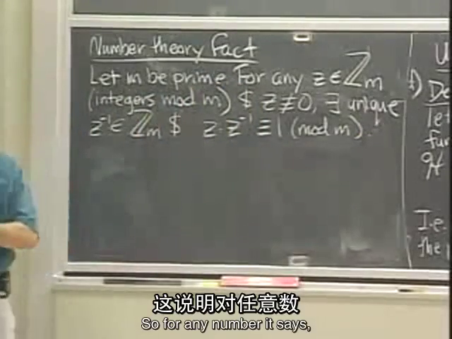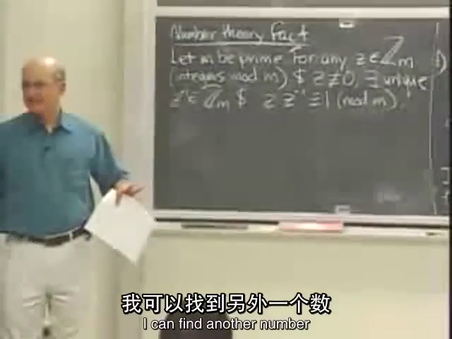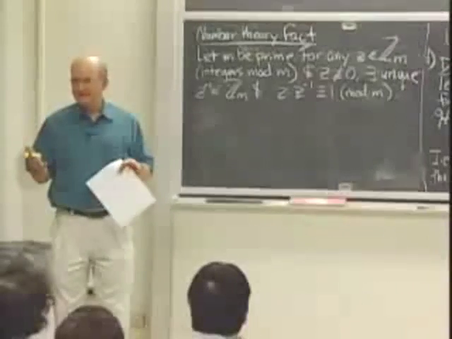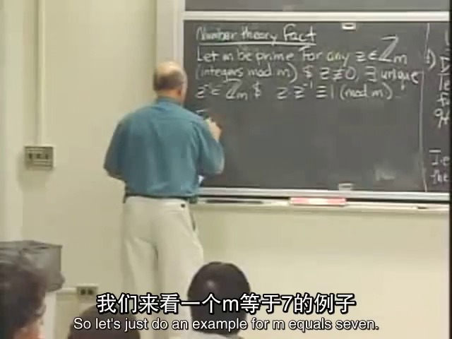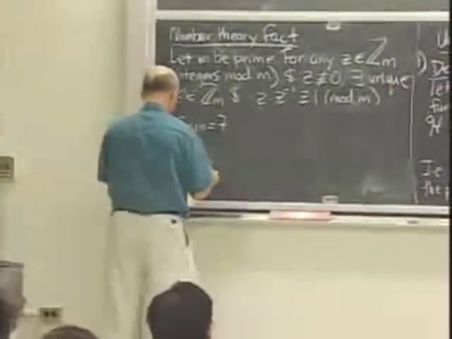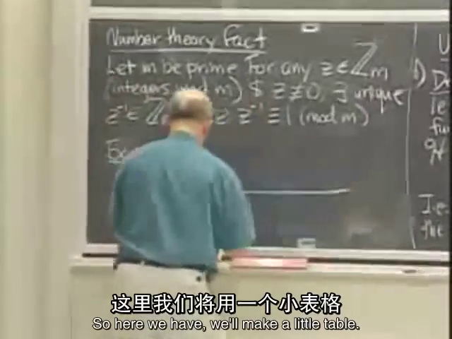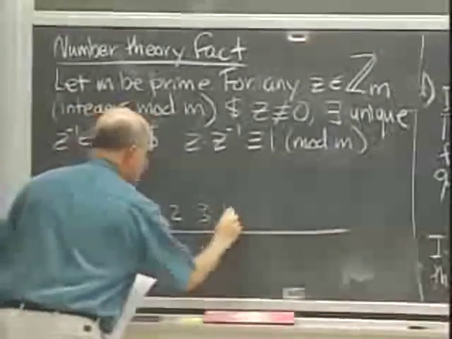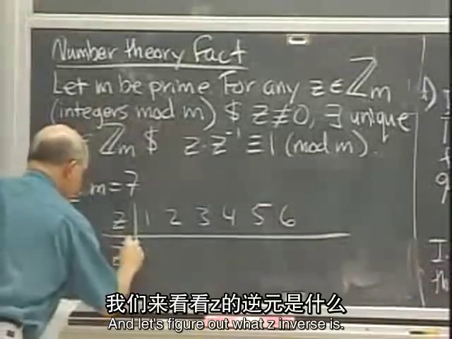Okay, so for any number, it says, I can find another number that when multiplied by it gives me 1. Let's just do an example for m equals 7. So here we'll make a little table. z is not equal to 0, so I just write down the other numbers, and let's figure out what z inverse is.